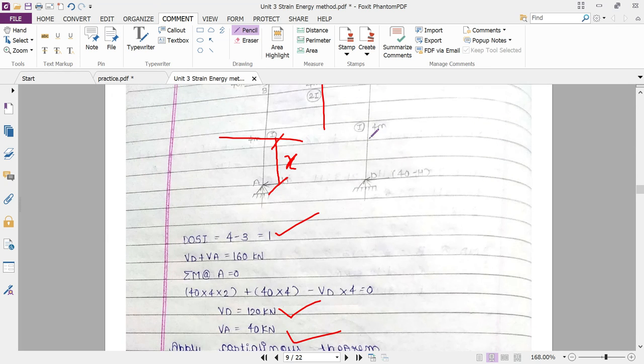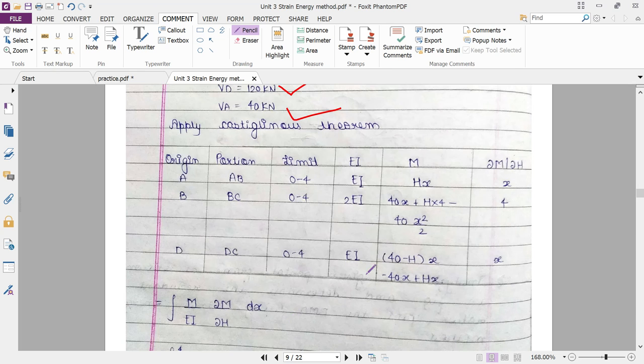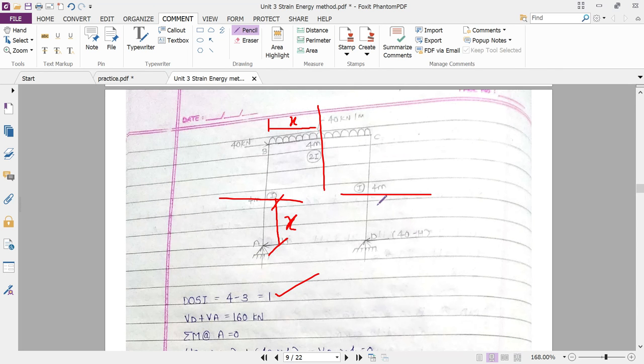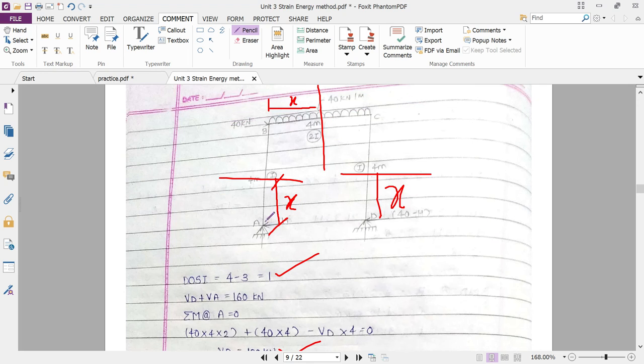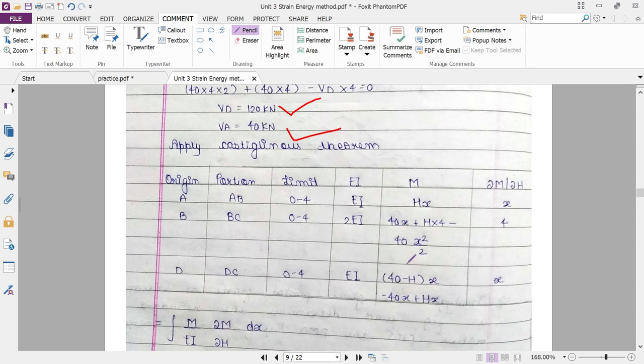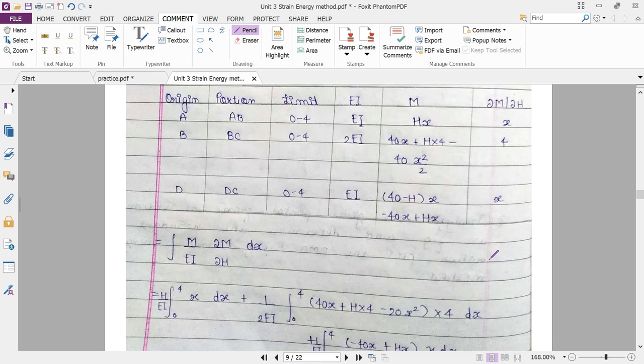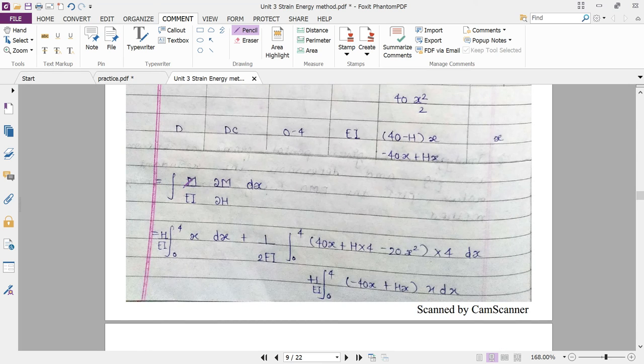At point D, the DC portion will be considered. Now here 40 minus H into X, as we are considering the section from the right-hand side. So here you need not concern this particular loading in your right-hand side calculation. Only 40 minus H into X we have to consider. So 40X minus HX. So finally del M by del H is equal to X. Now finally the formula is integration of M by EI into del M by del H into dx.